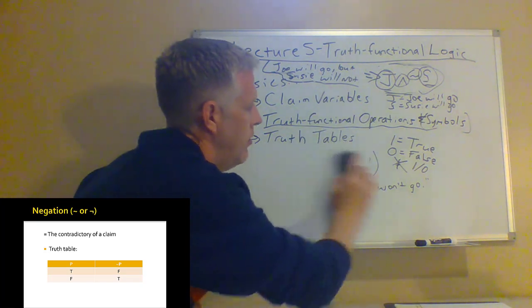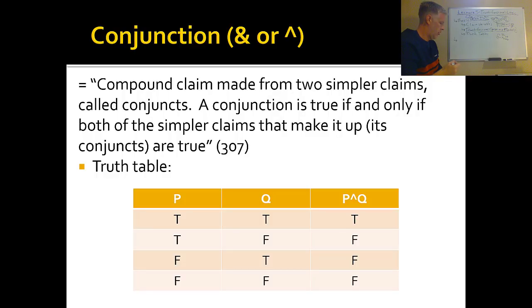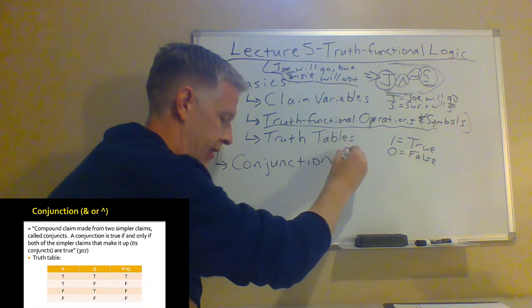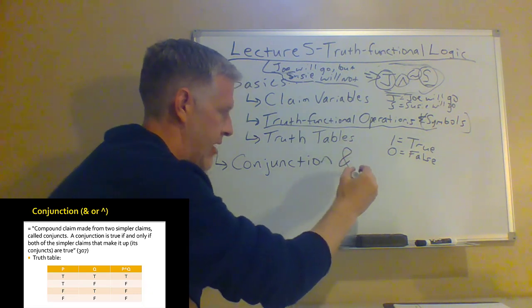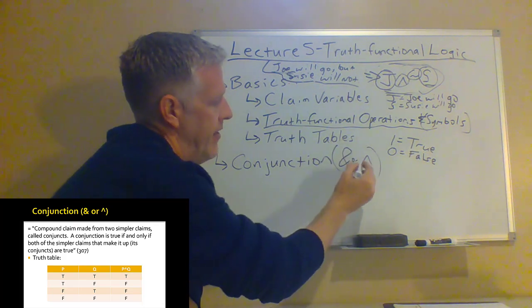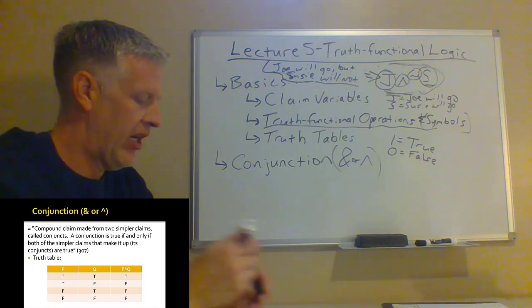We'll get into conjunction. So this is slide 4. I can never make this symbol. That's why I use that symbol for a conjunction. So we're talking about a conjunction here.